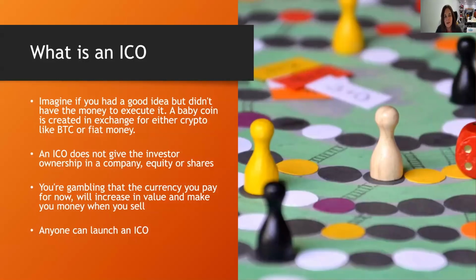So imagine if you had a good idea and you didn't have the money to execute it. You would say, okay, I want to raise money for this project, and you set up an ICO. Now, setting up an ICO doesn't give the investor ownership in a company, equity or shares, so it is still quite risky. Those that buy it are almost gambling, because sometimes you don't know who's behind the project or whether it's going to be good or bad, and there's a lot of hype that can influence the price. Anyone can launch an ICO, so there's not a lot of red tape to go through to get an ICO onto the market.